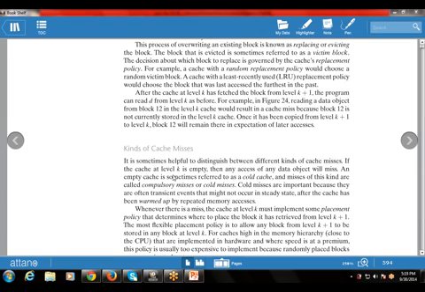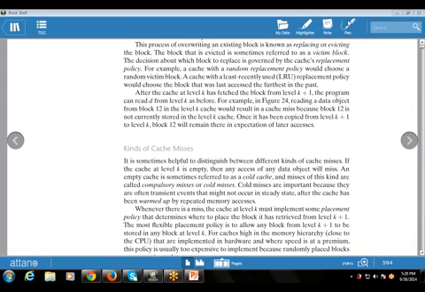This says if the cache at level k is empty, then any access of any data object will miss. An empty cache is sometimes referred to as a cold cache. That is, if the data is not available in the cache memory because it is empty, that is known as the cold cache. And misses of this kind are known as compulsory misses or cold misses. Cold misses are important because they are often transient and might not occur in a steady state, after the cache has been warmed up by repeated tasks.